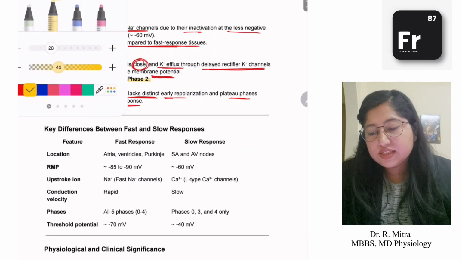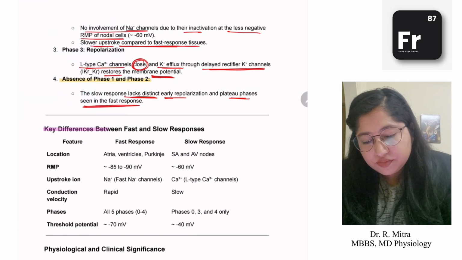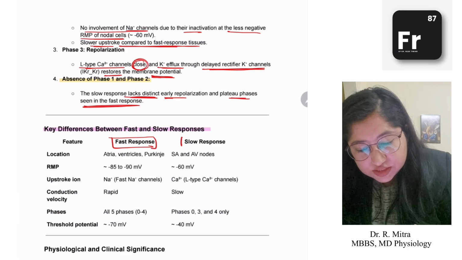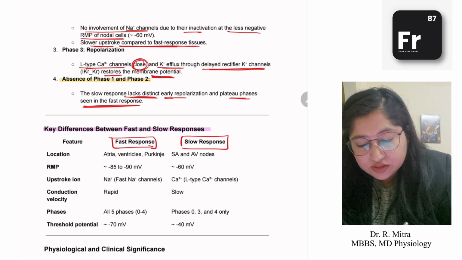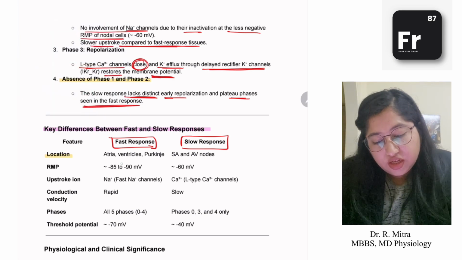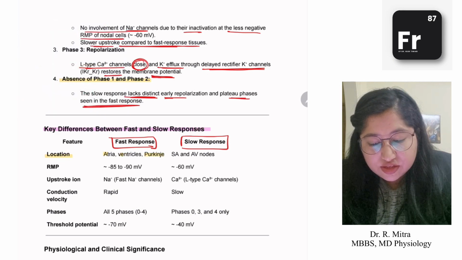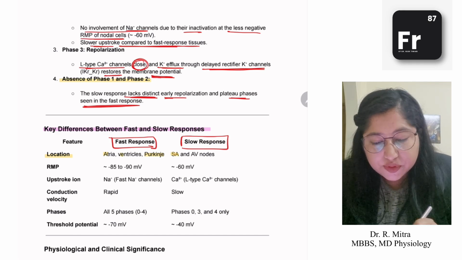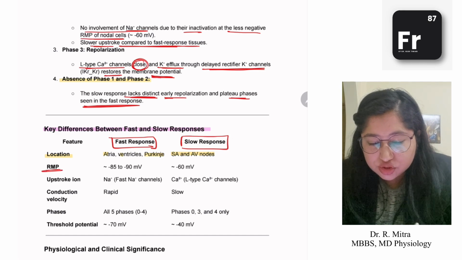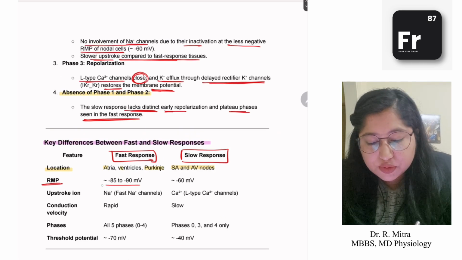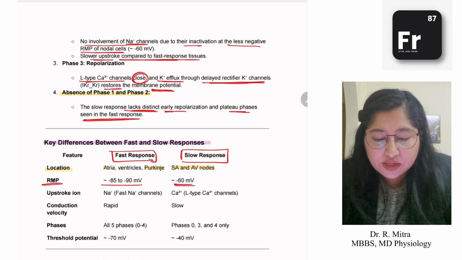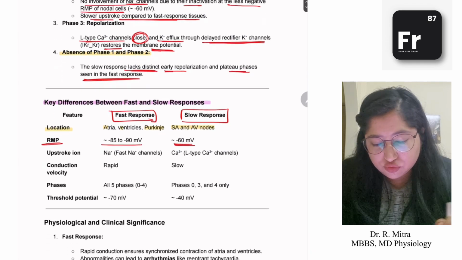Now, let us see some of the key differences between fast and slow responses. First, let us see based on the location. Fast response is seen in the atria, ventricles and the Purkinje fibers, while the slow response is seen in the SA node and AV node. The resting membrane potential for fast response, in case of ventricles, is between -85 to -90 millivolt, while in case of the slow response fibers, it is approximately -60 millivolt.